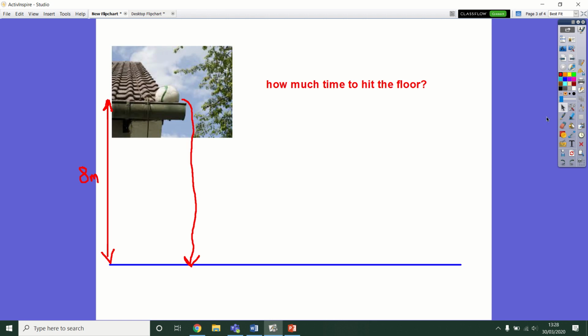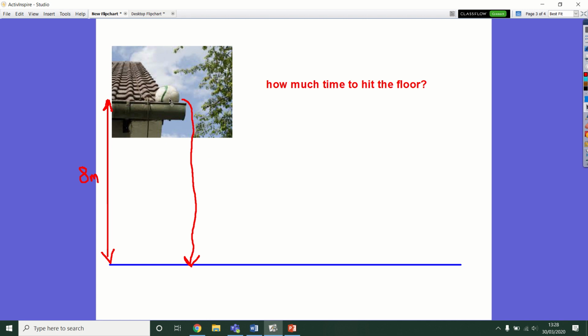Okay, right, some practical examples then. We're going to use Suvat and we're going to incorporate gravity to do some calculations that use Suvat to figure out things like times and heights and things like that. So you've got to imagine this is a football that's dropped out of the gutter and it's about to fall onto the floor.